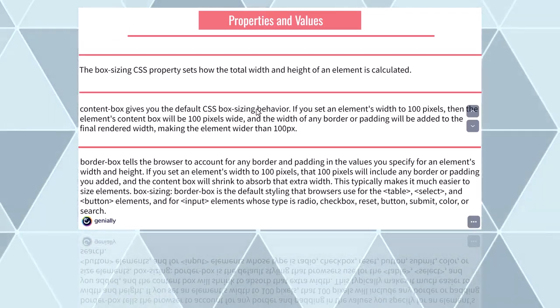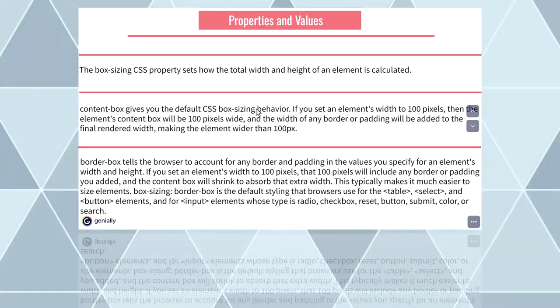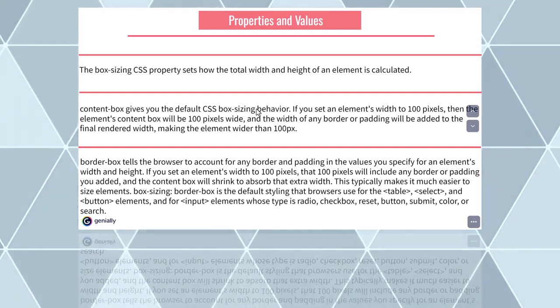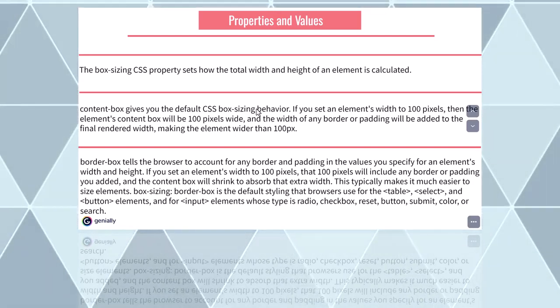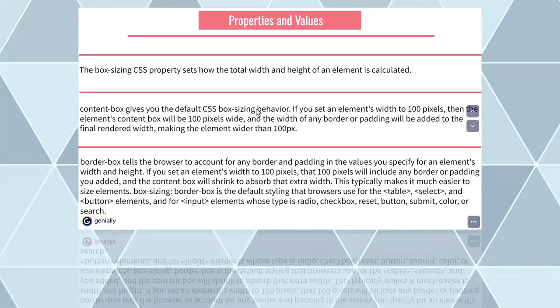The content box gives you the default CSS box sizing behavior. If you set an element's width to 100 pixels, then the element's content box will be 100 pixels wide. And the width of any border or padding will be added to the final rendered width, making the element wider than 100 pixels.